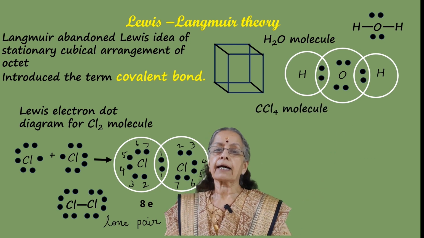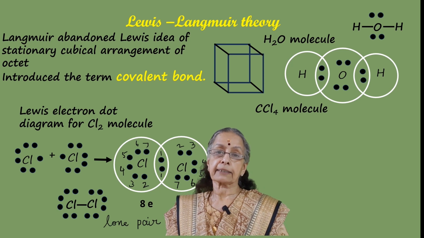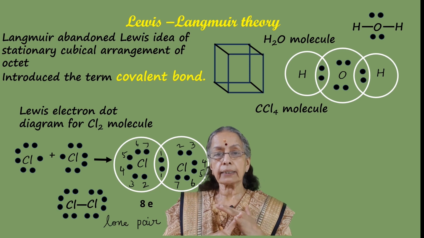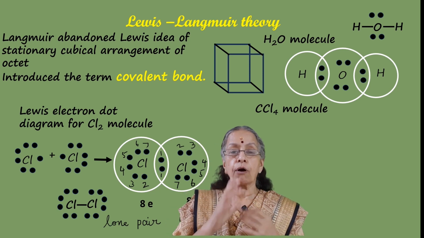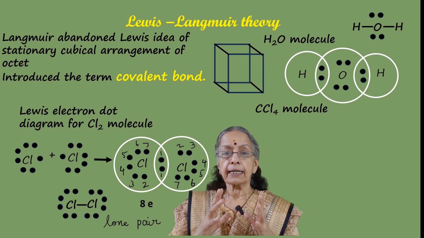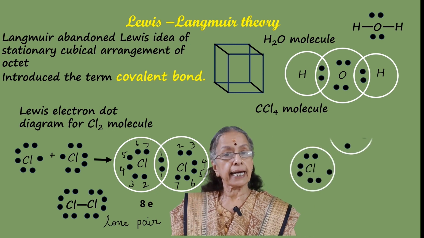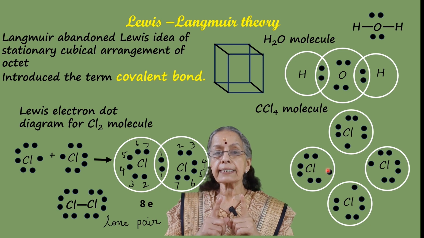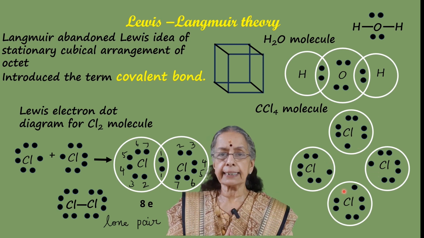Now, we will see carbon tetrachloride molecule. The molecular formula of carbon tetrachloride is CCl4. What does it suggest? There is one carbon atom and 4 chlorine atoms in one molecule of carbon tetrachloride. We will first represent the electron dot diagram of the 4 chlorine atoms. From the diagram, we can easily understand each chlorine atom requires one more electron to complete the octet. We have already seen that.